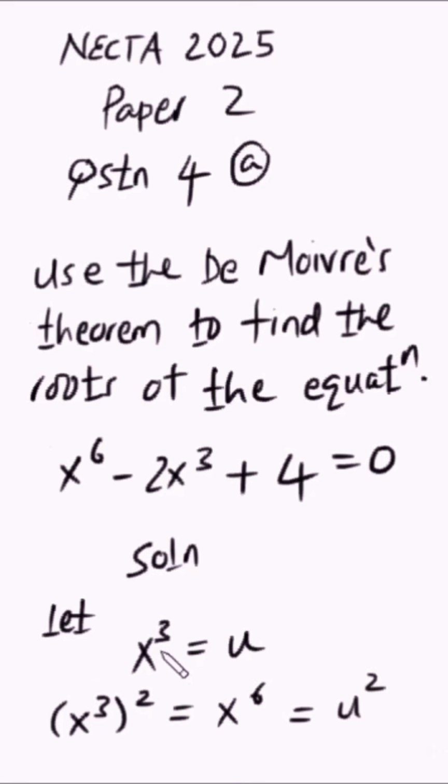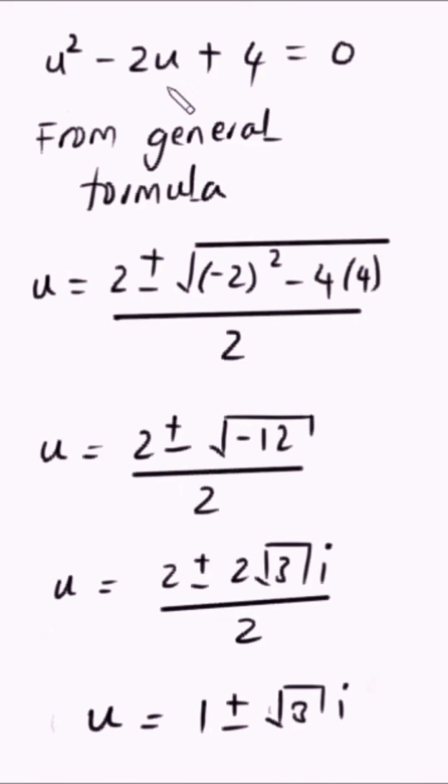So if I let x power 3 is equal to u, x power 6 is u squared. The equation becomes a quadratic, u squared minus 2u plus 4. So I solve the quadratic by general formula. I get u is 1 plus or minus the square root of 3i.